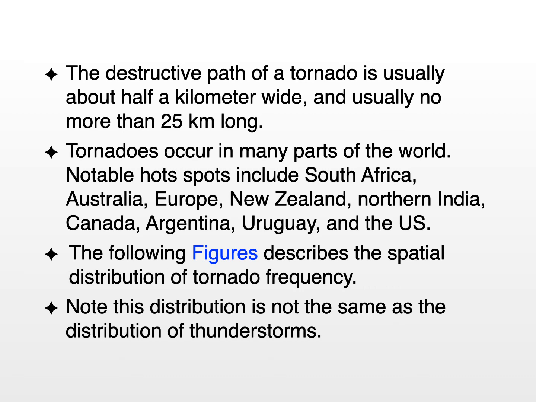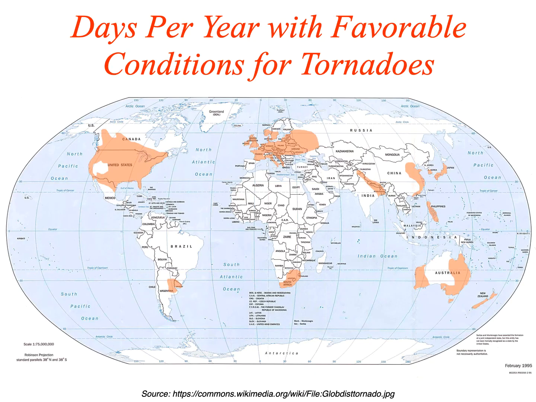So some hot spots for tornado formation include South Africa, Australia, Europe, New Zealand, northern India, Canada, Argentina, Uruguay, and the excited states of America. So here we can see days per year with favorable conditions for tornadoes. And there are the locations that I just described.